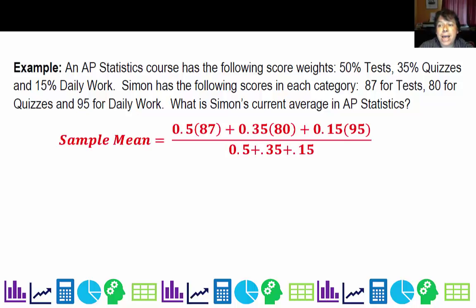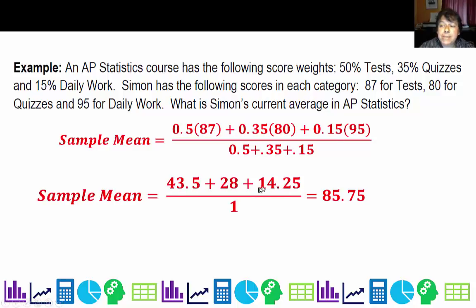Well, I'm just going to show you, it looks a lot like the mean formula in general, or average formula. And I'm multiplying the weight. I personally prefer to work in decimal, but this will actually work with percents. But since percents don't work for everything, I stick to decimal. So 50% is 0.5. I'm going to multiply that by 87, 35% of 80, 15% of 95, and then add the weights down here. I end up with basically 85.75 points over a total weight of 1. So Simon's current average is pretty close to an 86.